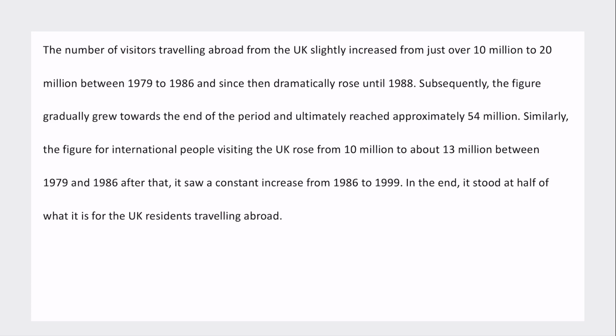The number of visitors travelling abroad from the UK slightly increased from just over 10 million to 20 million between 1979 and 1986. So slightly increased, correctly, nice use, and the correct tense. And since then, dramatically rose until 1988. So again, dramatically rose, using the correct past tense, because remember that we're doing stuff in the past. Subsequently, the figure gradually grew towards the end of the period and ultimately reached approximately 54 million. Approximately, nice use of word there.